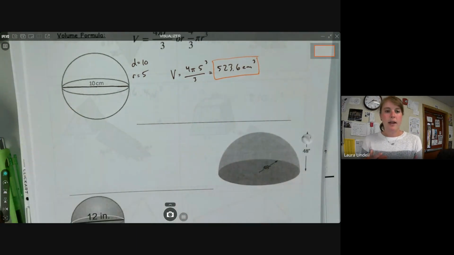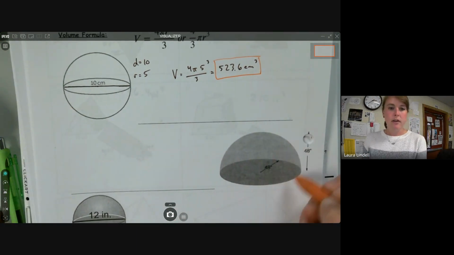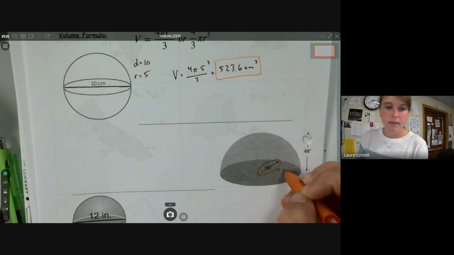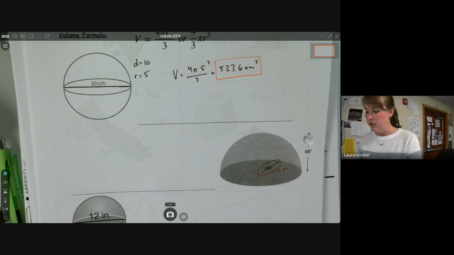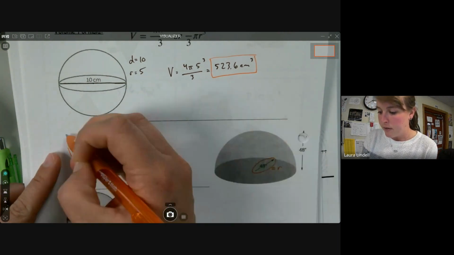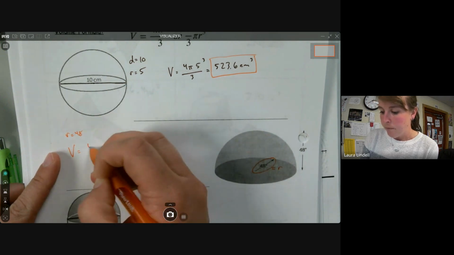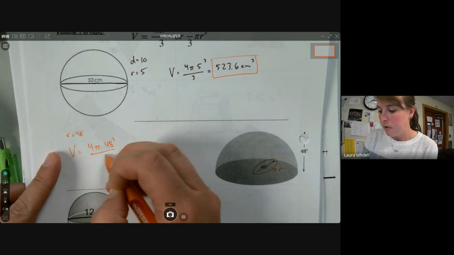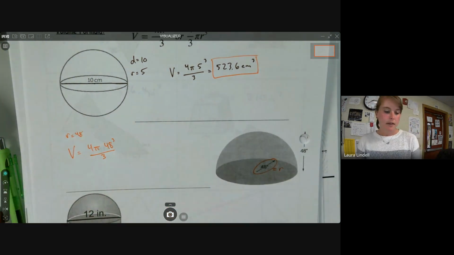If I wanted just half a sphere, though, like this is just half of a sphere, what would I do there? Easy. Exact same thing, just when you get your final answer, divide by 2 because you only want half of it. So let's do this. We've got the radius here that they gave us, which is 48 inches. So volume, if the radius is 48, 4 times pi times 48 cubed over 3. And that's going to be really big. But that's fine. Let's give it a go.